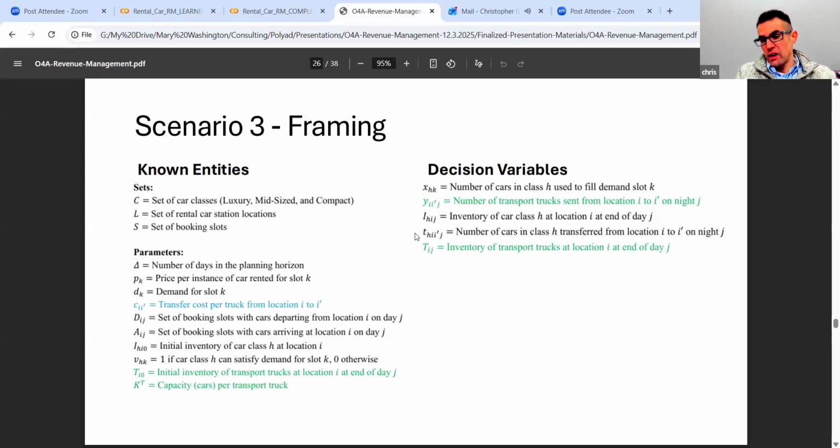Okay, and we're going to have the same inventory for cars. And as we transfer cars, we have to have a decision variable that's going to tell us how many cars move from one location to another. But of course, in the new model, it's going to be constrained by the trucks. So to model the truck inventory, we're going to have TIJ, which is going to be the inventory of transport trucks at location I at the end of day J.